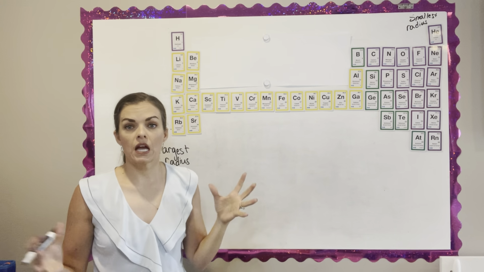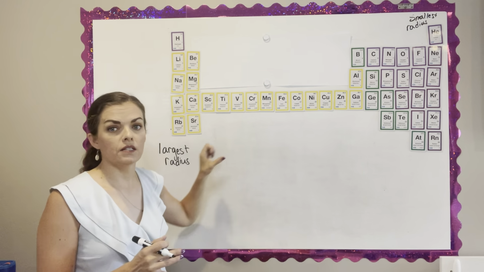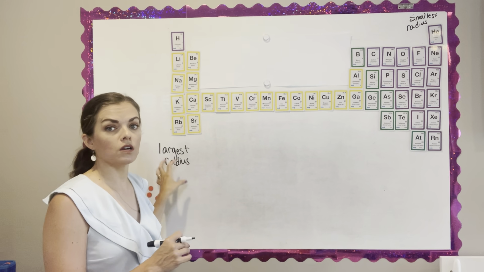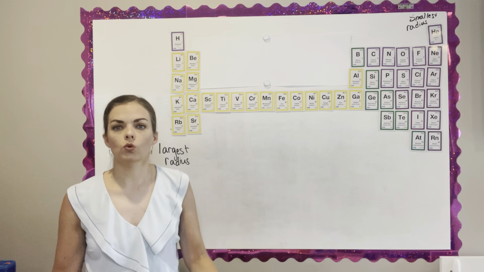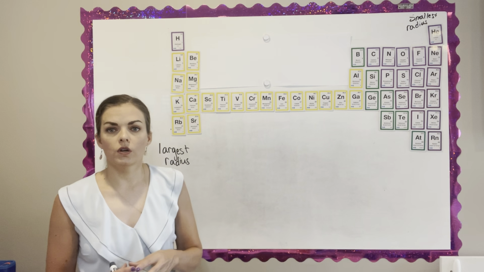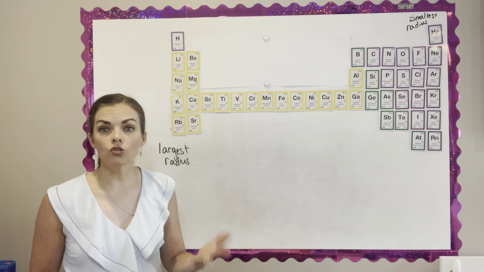So helium is going to have your smallest radius, and I don't have it on my periodic table, but Fr, or francium, down here at the bottom left is going to be your largest atom on the periodic table. The other trend that we have is something called electronegativity.